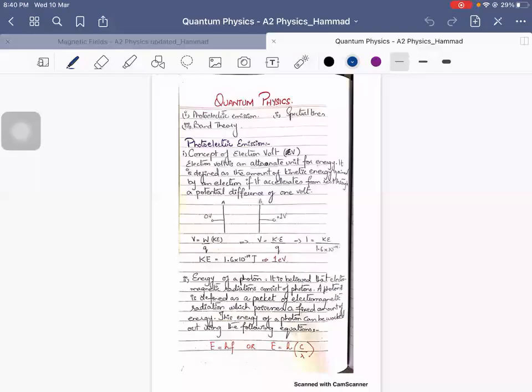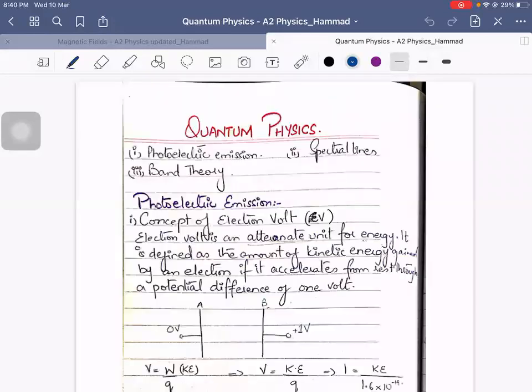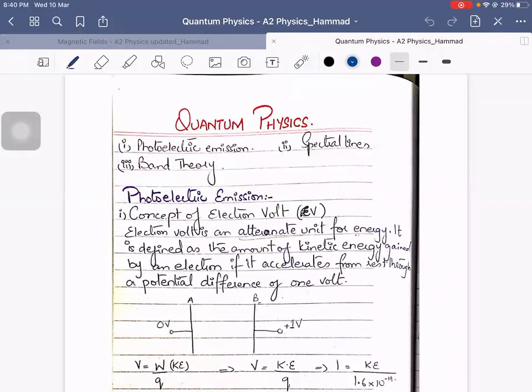Next, the chapter is quantum physics. It starts off with the photoelectric effect. Now, what exactly is the photoelectric effect? A scientist, Einstein, used an experiment in which he developed a photocell. What exactly is a photocell?